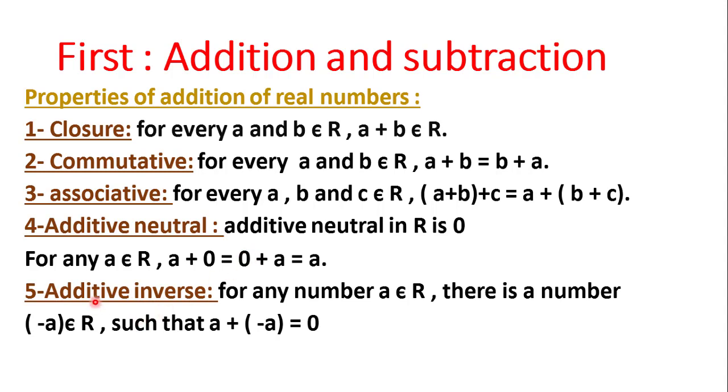Also, we have additive inverse. For any real number, we have an additive inverse, which is negative 1 times this number, or negative the number. For example, if you have number a, the additive inverse of number a is negative a. So that a plus negative a equals the neutral, which is 0.